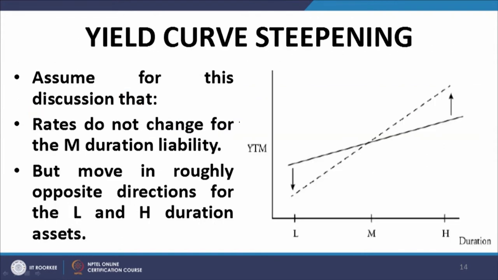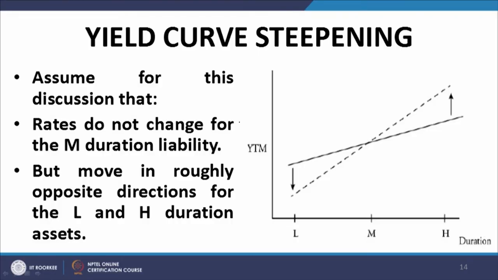Now, we talk about yield curve steepening. Yield curve steepening means the short side rates are going down and the long side rates are going up. The long maturity rates go up, the short maturity rates go down, and the intermediate maturity rates remain more or less unchanged.